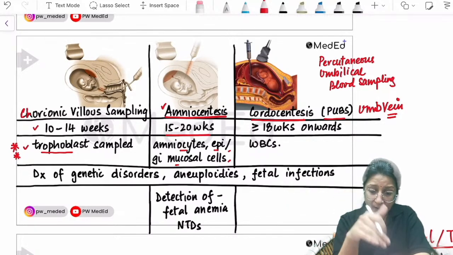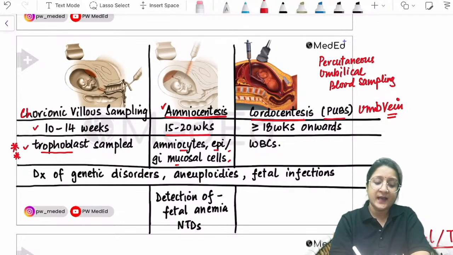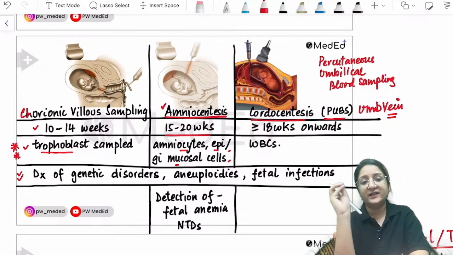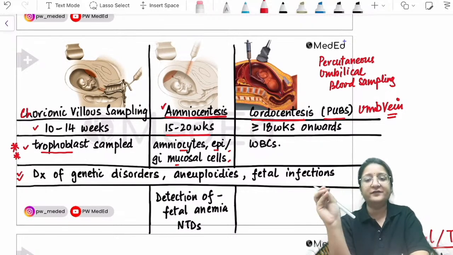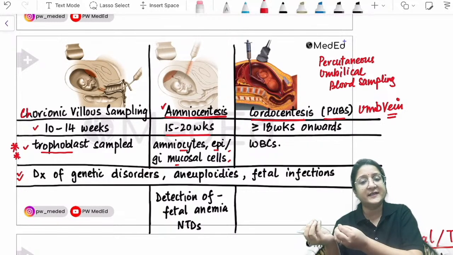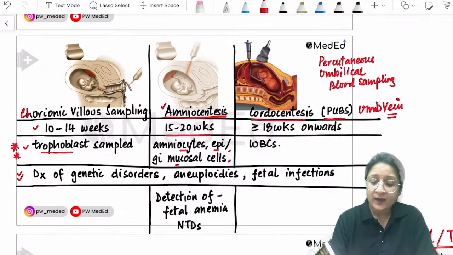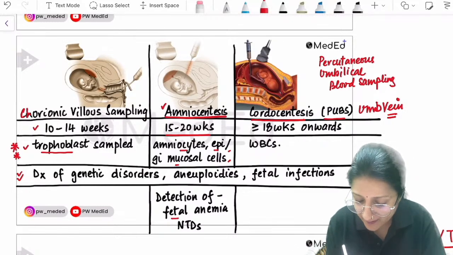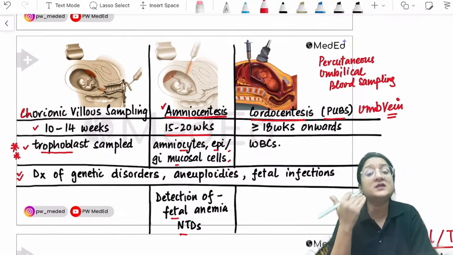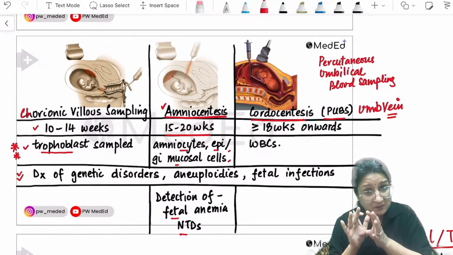Now, all these three procedures, CVS, amniocentesis, cordocentesis, can be used for diagnosis of genetic disorders, aneuploidies, and fetal infections, because we have fetal tissue. That fetal tissue can be subjected to infection testing and to genetic analysis also. With amniocentesis, fetal anemia and neural tube defect detection is possible, but this is not the primary use of amniocentesis. Keep that in mind also.